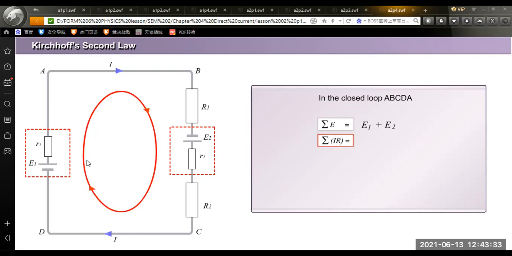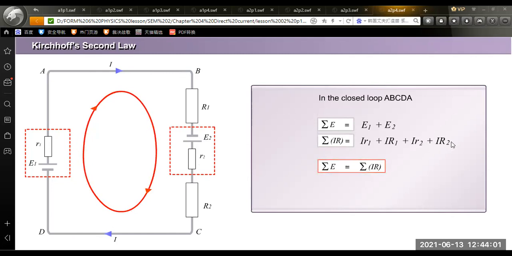Next, the total IR, the total current that passes through the resistors. We have 1, 2, 3, 4 resistors. So this means I times R1, positive, in the positive direction. I times R1 plus I times R2, the small r, plus R1. So this is the IR.